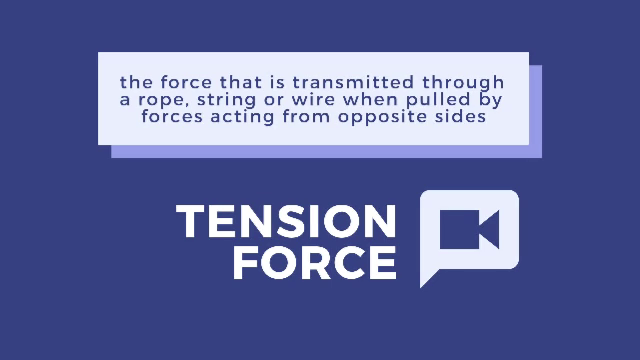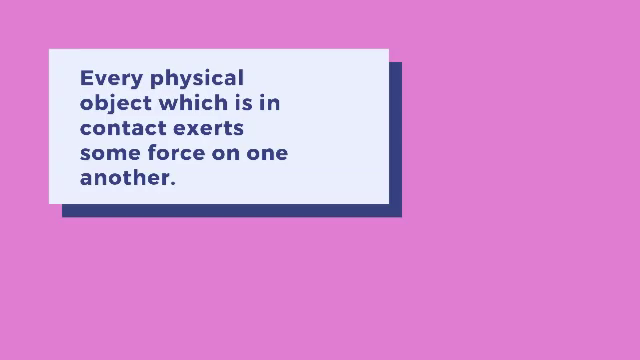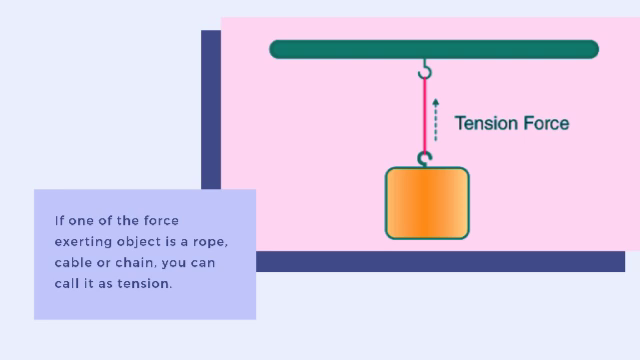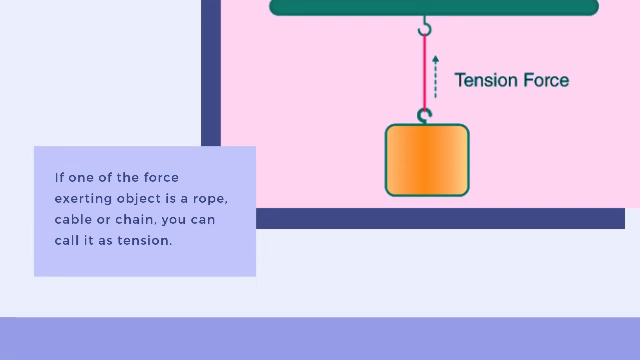The tension force is defined as the force that is transmitted through a rope, string, or wire when pulled by forces acting from opposite sides. Every physical object which is in contact exerts some force on one another. If one of the force exerting objects is a rope, cable, or chain, you can call it tension.